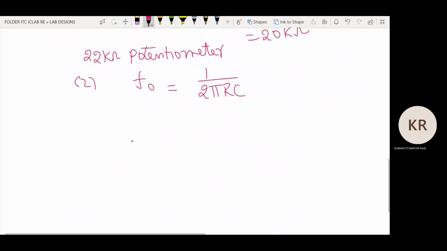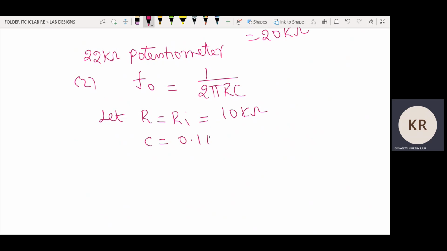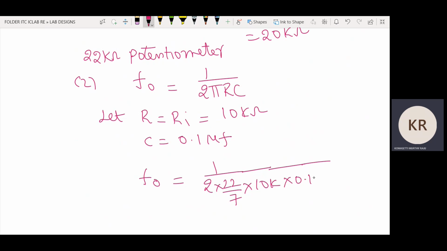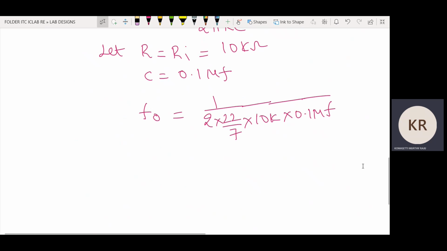Okay, next. Let R be equal to RI. RI is 10 kilo ohms. C is equal to 0.1 microfarad. Substitute these values in the above equation: 1 by 2 into 22 by 7, R value is 10 kilo ohms, C value is 0.1 microfarad.